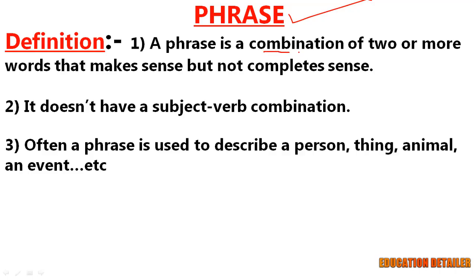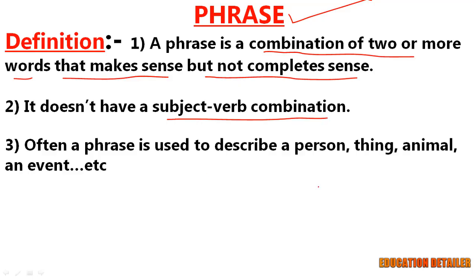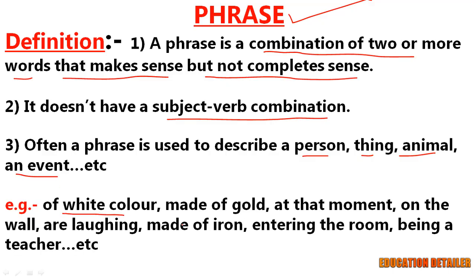A phrase is a combination of two or more words that makes sense but not complete sense. And also remember, it doesn't have a subject-verb agreement. Often, a phrase is used to describe a person, thing, animal, an event, etc. Of white color, made of gold, at that moment, and all these are called phrases.